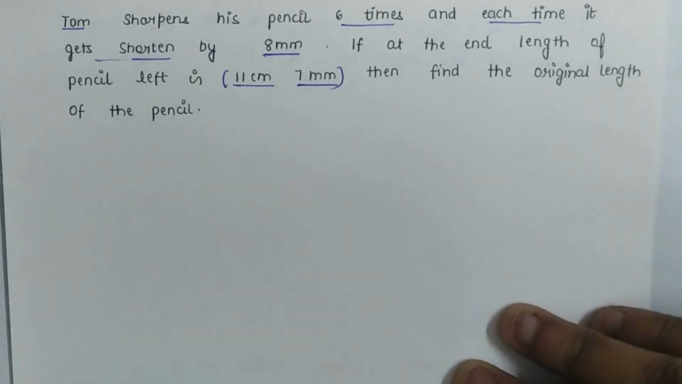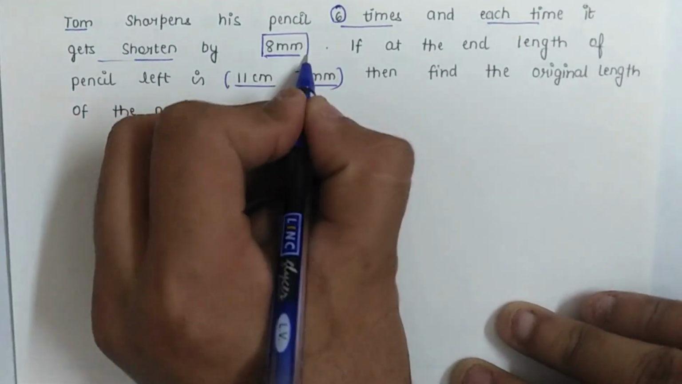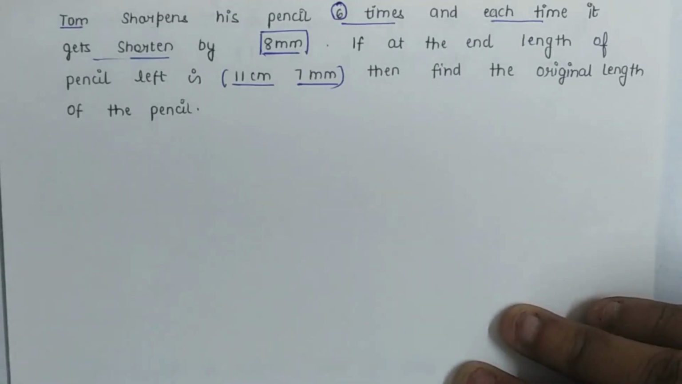So basically Tom is sharpening his pencil. He has sharpened his pencil 6 times and after each time he sharpens it, it gets shortened by 8 millimeter. And at the end, after 6 times sharpening, the length of pencil that is left is 11 centimeter and 7 millimeter. Then we have to find the original length of the pencil.